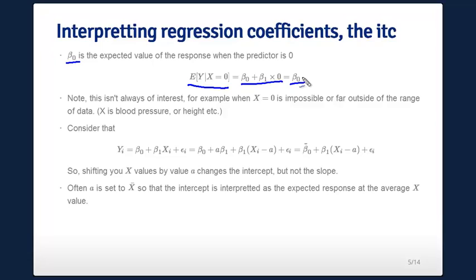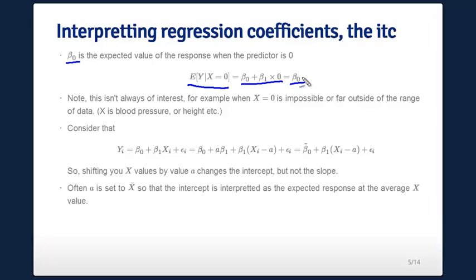But this isn't always of interest. If x equal to 0 is impossible, or it's way far outside the range of the data, as in our height example, that was of course the case, right? No adult is of height 0. So it doesn't make any sense to interpret the intercept then.